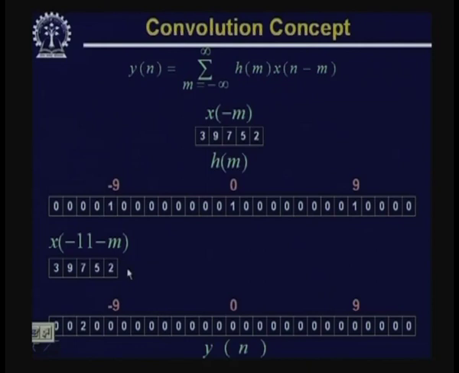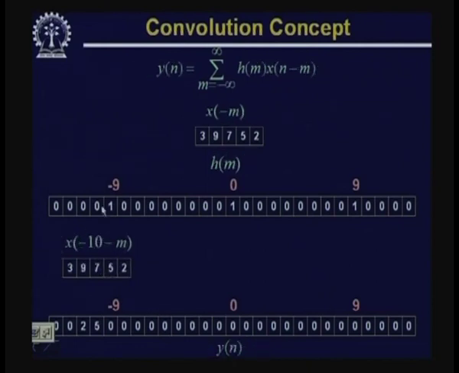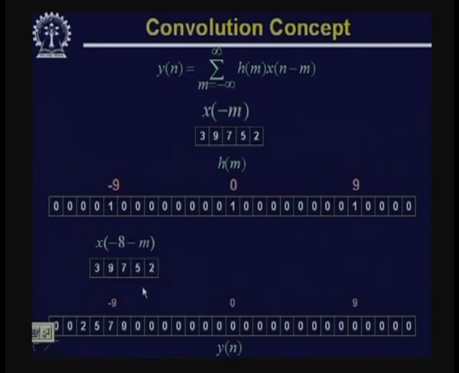Now, for getting the value of y[minus 10], again I do the same computation, and here you find that this 1 gets multiplied with 5 and all other values get multiplied with 0, and when you take the summation of all of them, I get 5 here. Then, following the same operation, I get 7 at minus 9, and so on for minus 8, minus 7, and minus 6. At minus 6, you find that the value is 0.